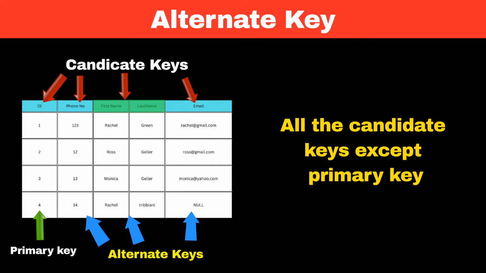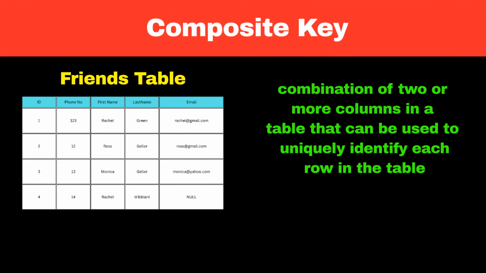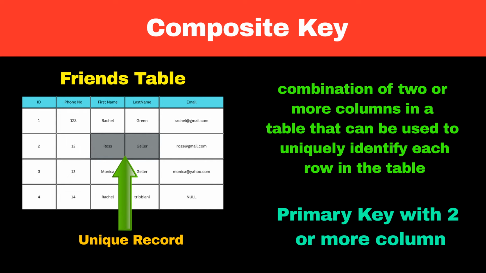Next type of key is called composite key. Composite key is made by a combination of two or more columns in a table that can be used to uniquely identify each row in a table. You can say that composite key is a primary key with two or more columns. In our friends table, if we make first name and last name as the primary key, then it's called a composite key.